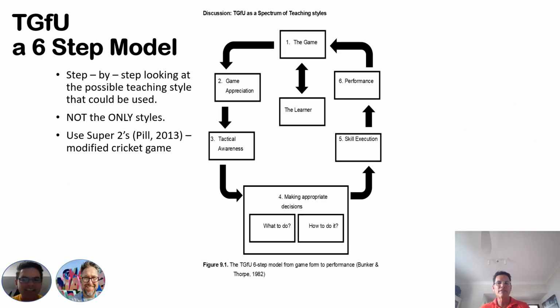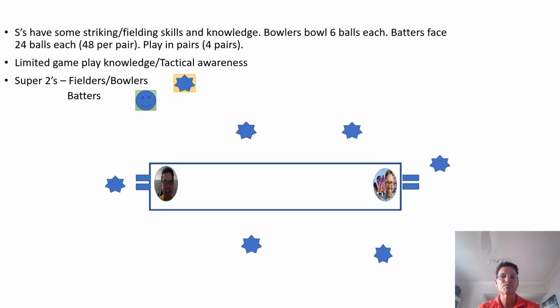All right, the TGfU 6-step model. Really quickly: learner at the center. At the top, 1, the game. Number 2, game appreciation. 3, tactical awareness. 4, the what to do and the how to. 5, skill execution. 6, performance.